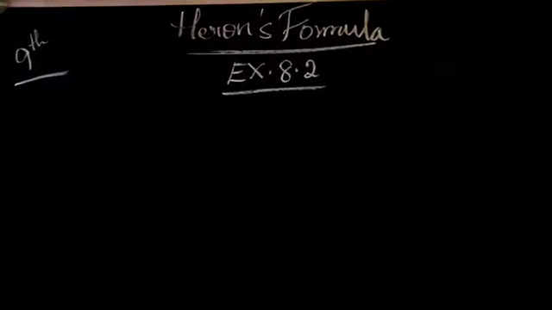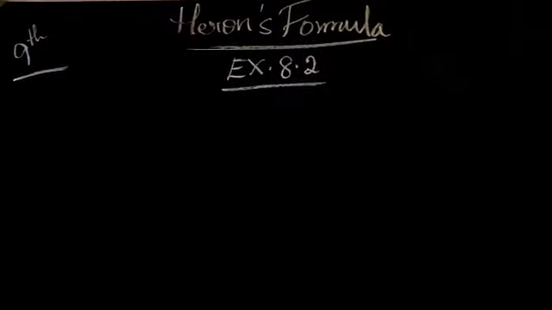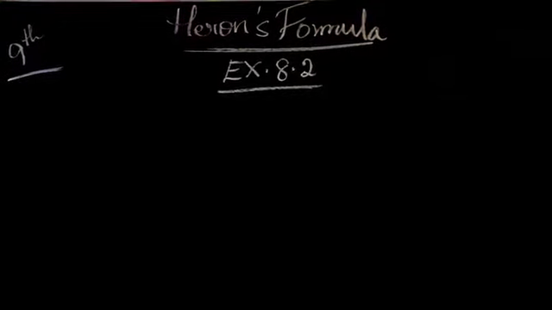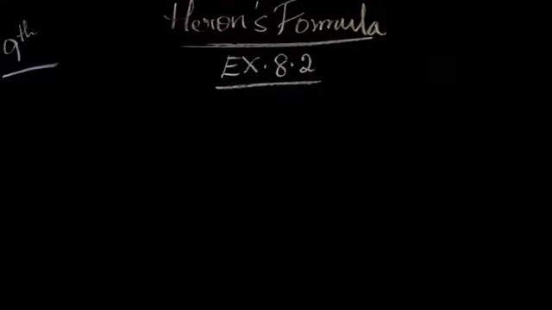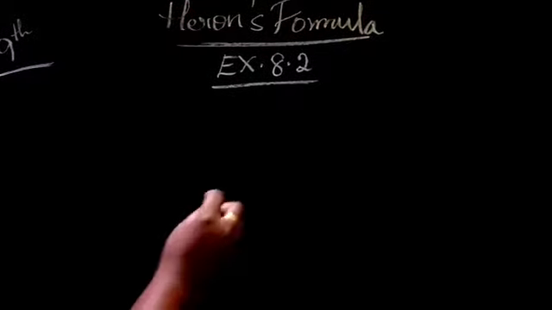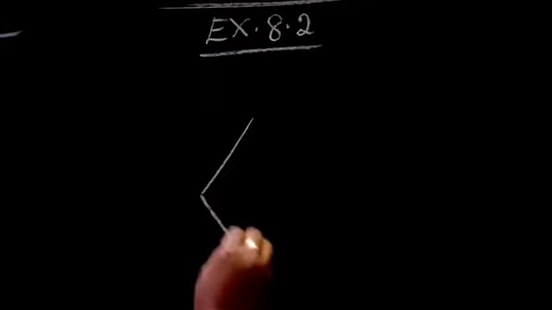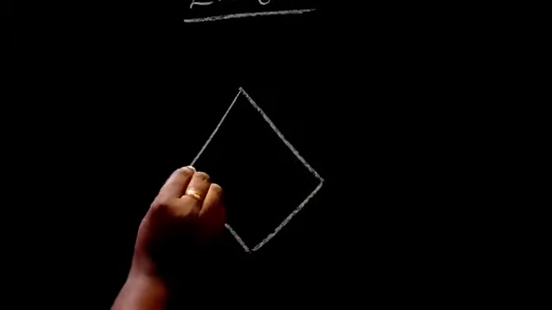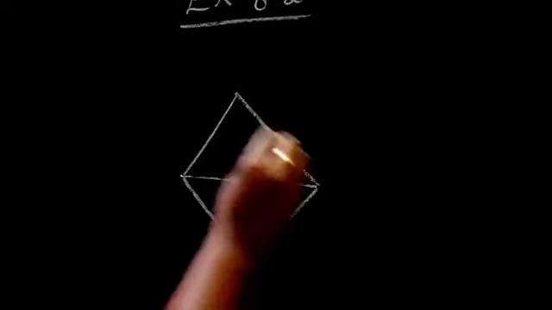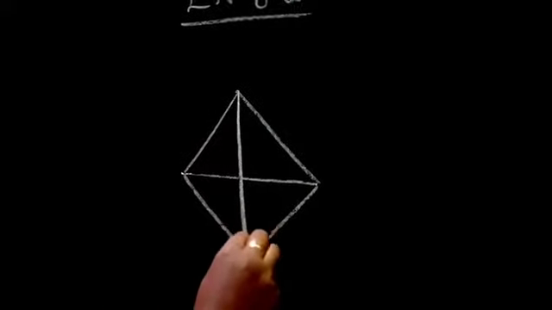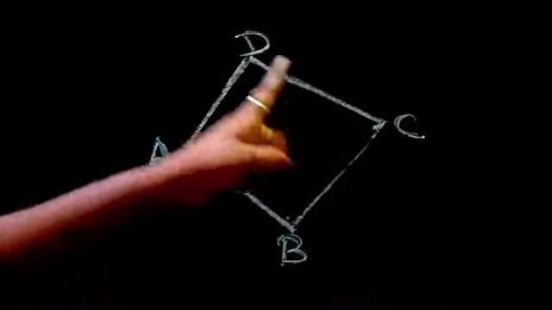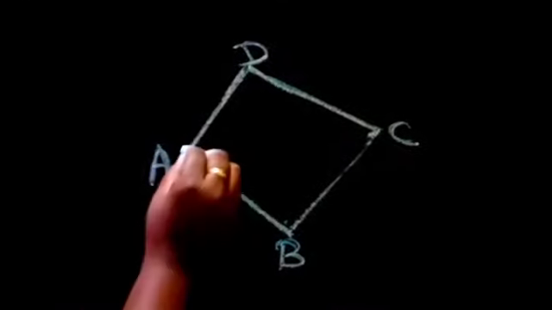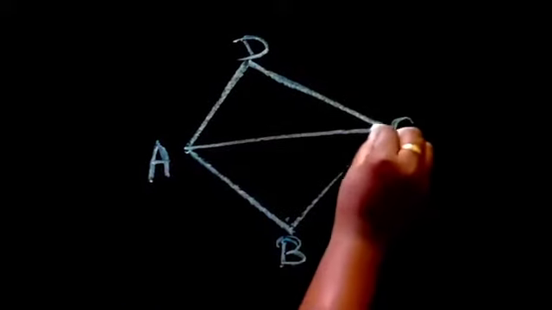Today's topic is Heron's formula. In that, we'll see applications of Heron's formula in finding areas of quadrilaterals. Quadrilaterals means we have four sides and we have two diagonals. This is one diagonal and this is the other diagonal. ABCD is a quadrilateral. Now AC is a diagonal.